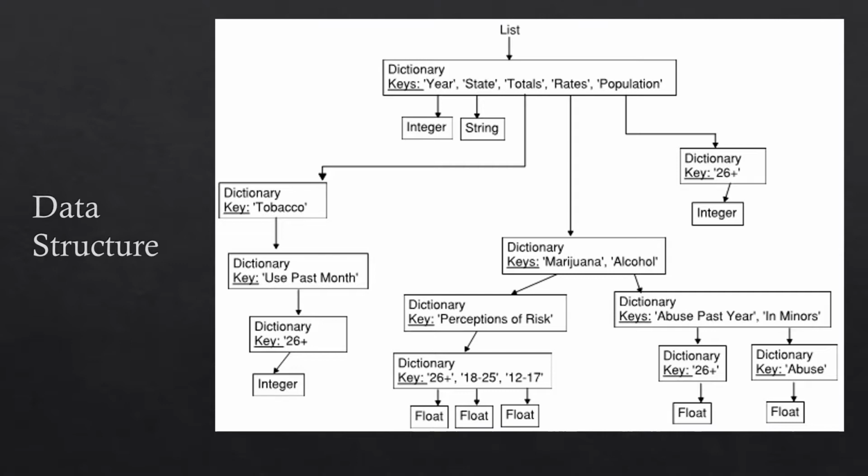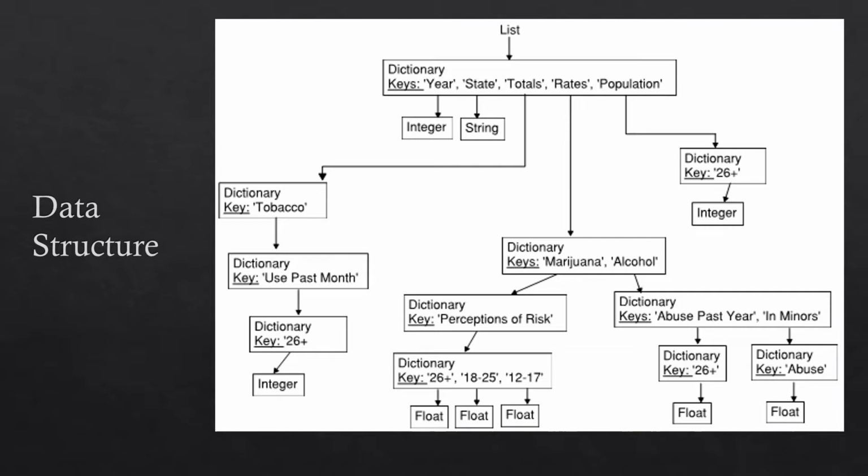Totals is a dictionary containing multiple keys, and the key that I used was tobacco, which in itself is a dictionary containing multiple keys, and within this dictionary I used the key use past month. Use past month is a dictionary containing 3 keys, and the one that I used was 26 plus, which returned an integer value. Rates was also a dictionary containing multiple keys.